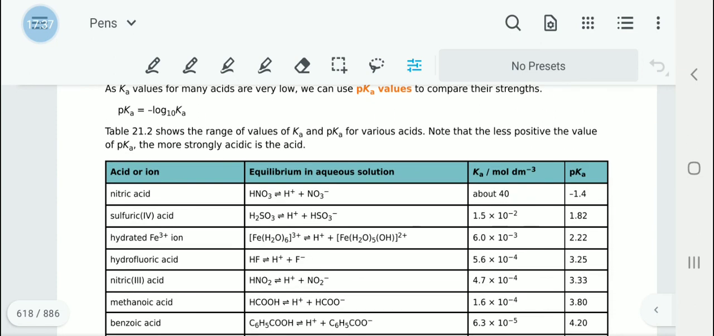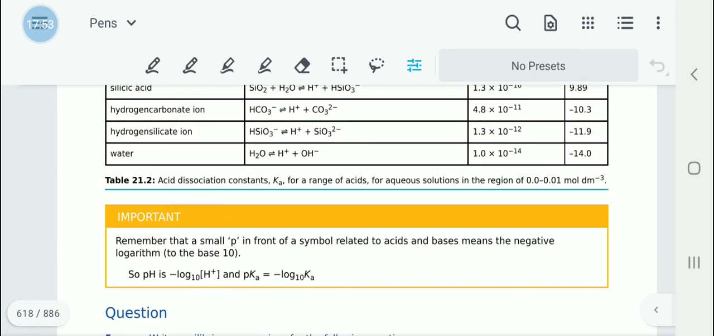When the Ka values are very low, we use pKa values to compare their strengths. pKa equals negative logarithm of Ka to the base 10. I hope this makes sense to you.